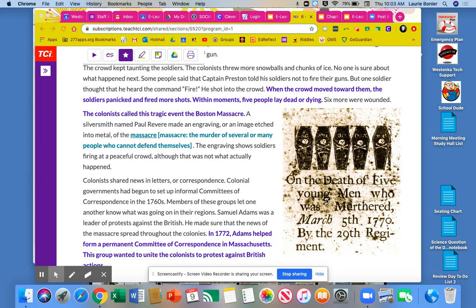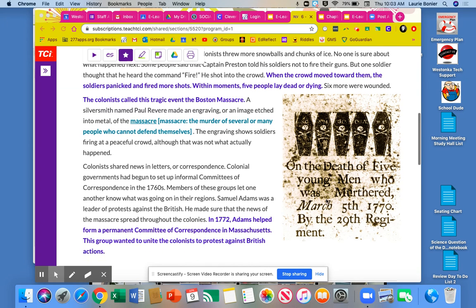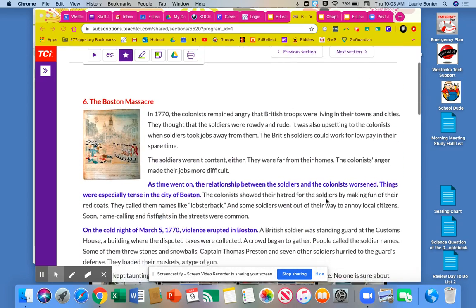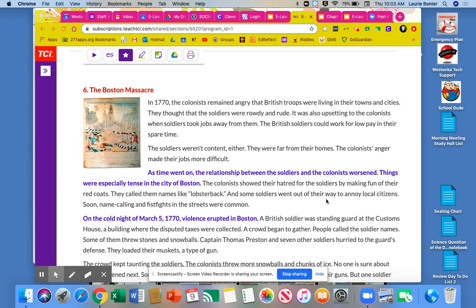And it was for this reason that the governments began to set up informal committees of correspondence that let one another know what was going on from region to region. Eventually, that committee of correspondence became permanent in Massachusetts, and it became the spot where colonists decided that they were going to unite and begin to protest against what the British were doing, the taxes, the troops, the quartering acts. They wanted to set up an official protest against the British. So the Boston Massacre, although not truly a massacre, was a very important turning point for the colonists who, after this event, began to unite together in order to protest against what the British were doing.